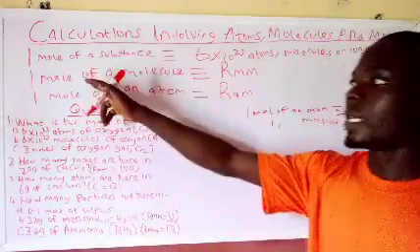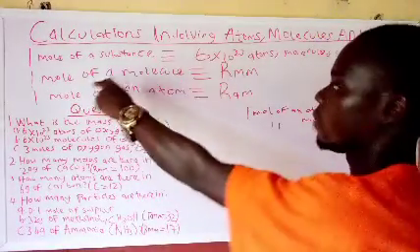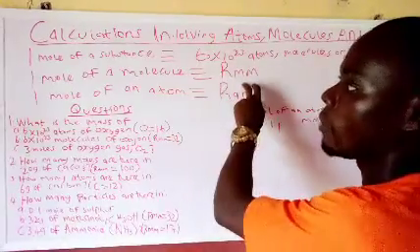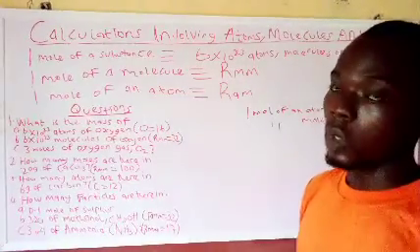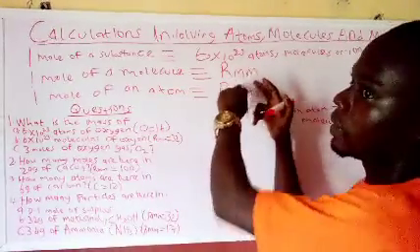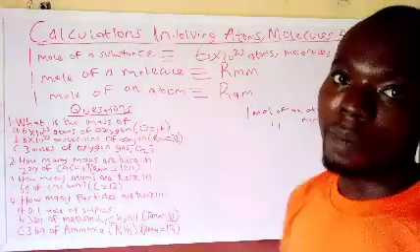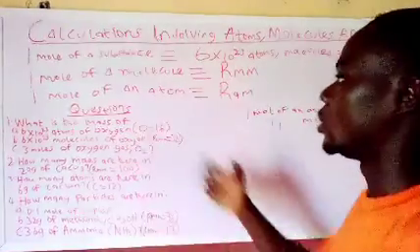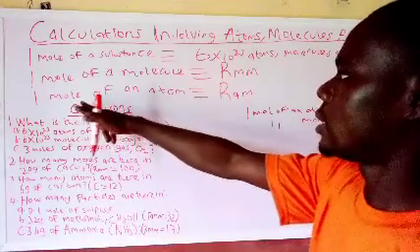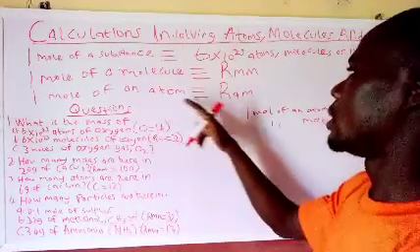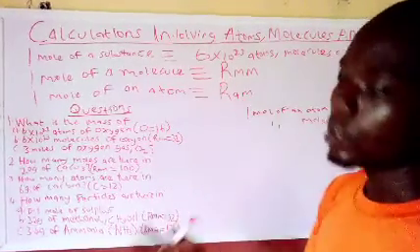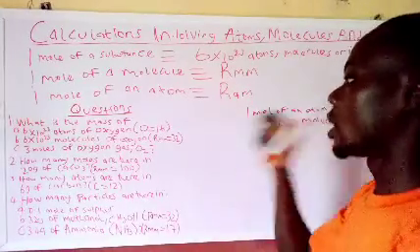Now look at another relationship. 1 mole of a molecule is equivalent to the relative molecular mass. Are you getting it? 1 mole of a molecule is equivalent to the relative molecular mass. If by now you cannot calculate the relative molecular mass, you can watch our previous video. So now look at here also. 1 mole of an atom is equivalent to the relative atomic mass. We discussed that in the previous video.